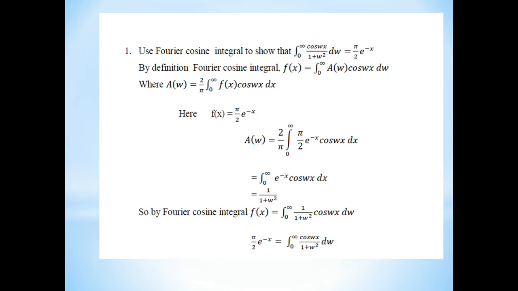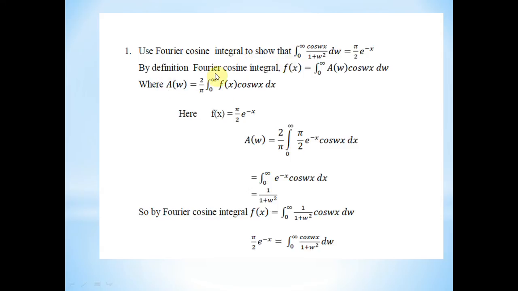Now the problem, the first question: find the Fourier cosine integral to show that integral 0 to infinity cos omega x by 1 plus omega square d omega is equal to pi by 2 e raised to minus x. So we need to prove the result by the Fourier cosine integral, which we have discussed in the previous slide.